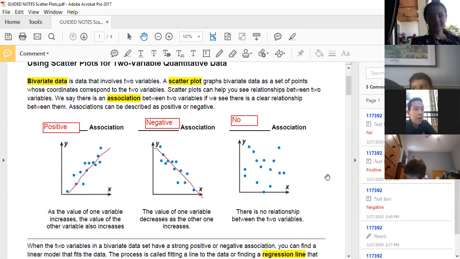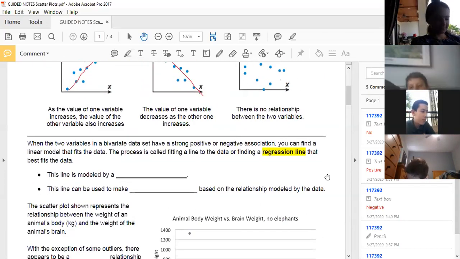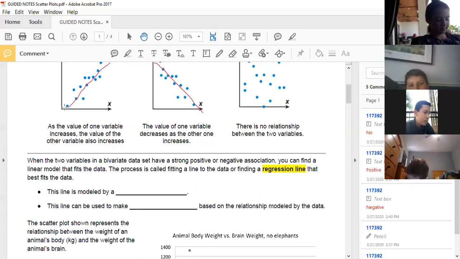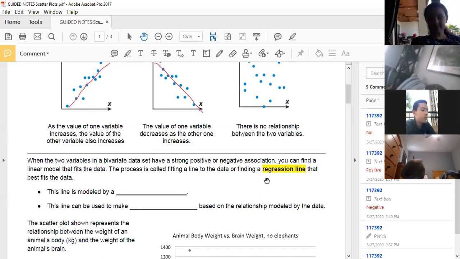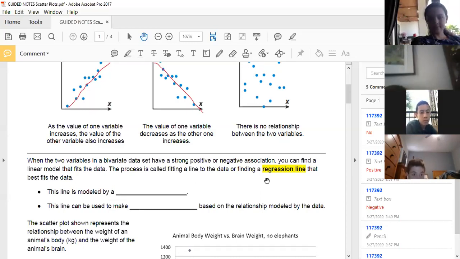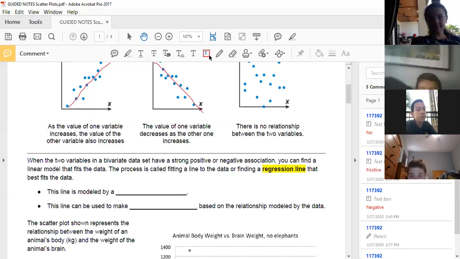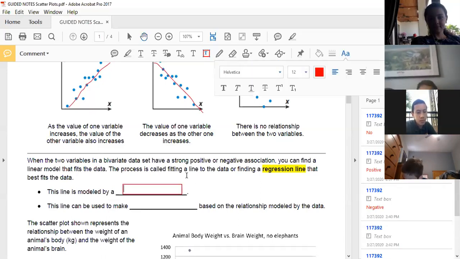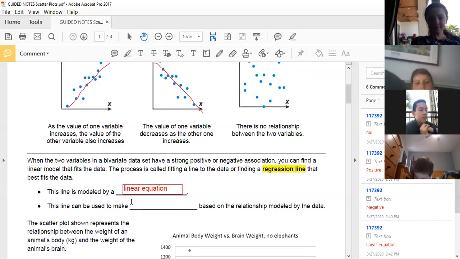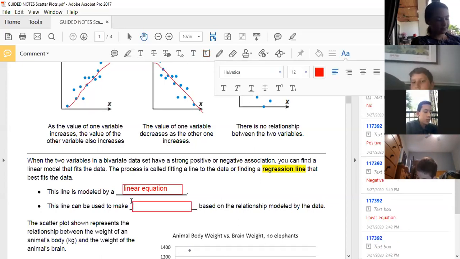No. Okay. So I mentioned that we can trace a line. If I see a trend here, I can trace a line that follows where the dots are going. This line, we call it a regression line, or sometimes a line of regression. It's the line that helps us fit the relationship between X and Y together, okay? So in a line of regression, we're about halfway down our notes now. This line is modeled by a linear equation, okay? And the cool thing about the line of regression is it can be used to make predictions about data that we don't have yet.